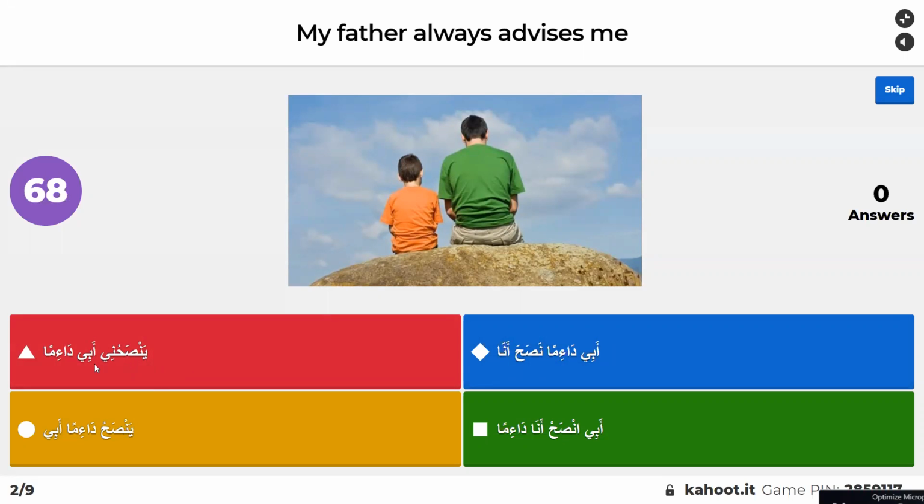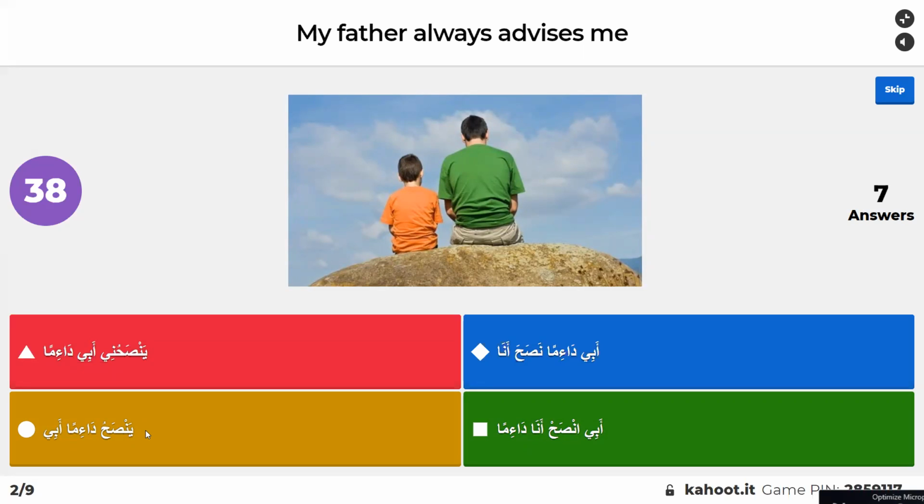Red: Yansahuni abi da'iman. Green: Abi insah ana da'iman. Orange: Yansahu da'iman abi.